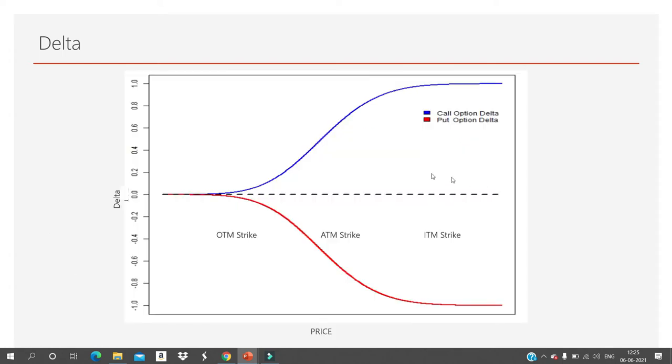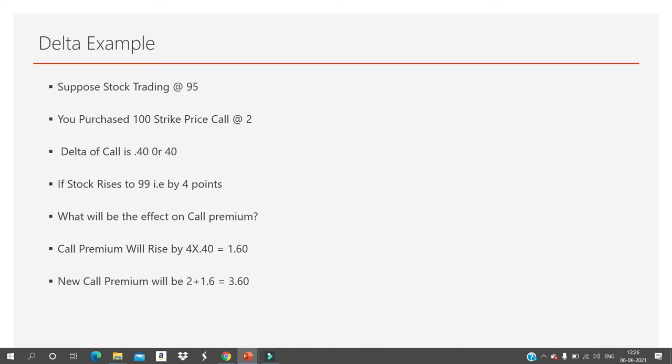This figure also shows that whenever the price is moving, in calls, if the price is going higher, our delta will approach towards 1, and in puts, if the price is moving lower, our delta will also approach 1. So let us understand more about delta.